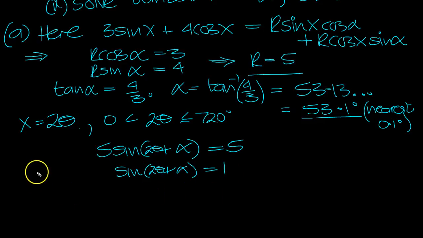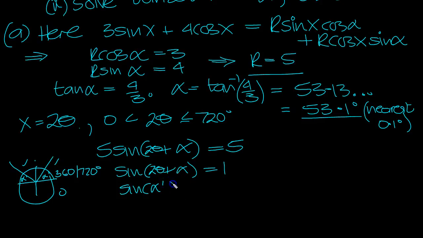So sine is positive. Let's draw a circle, 0 to 360. We're going to go round to 720. And then sine of 1 is 90, isn't it? So we've got our sine is positive here and here. We'll do alpha dashed as the acute angle. So sine alpha dashed then equals 1. Alpha dashed equals 90 degrees.